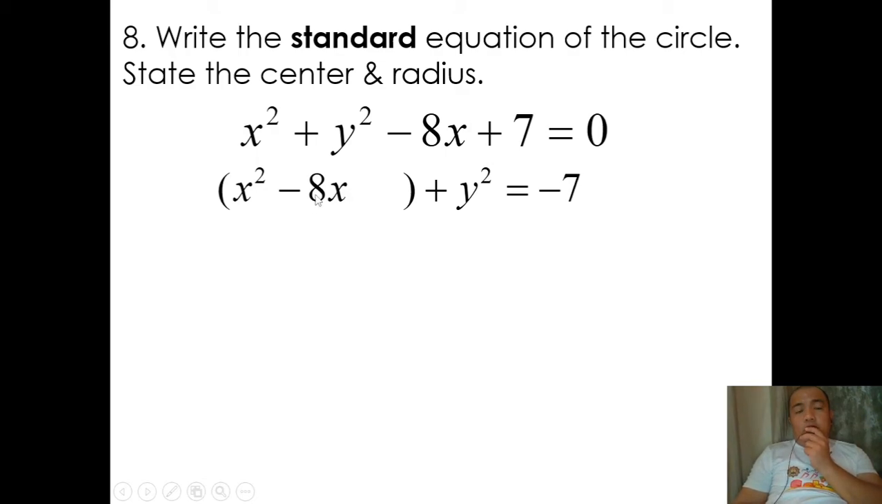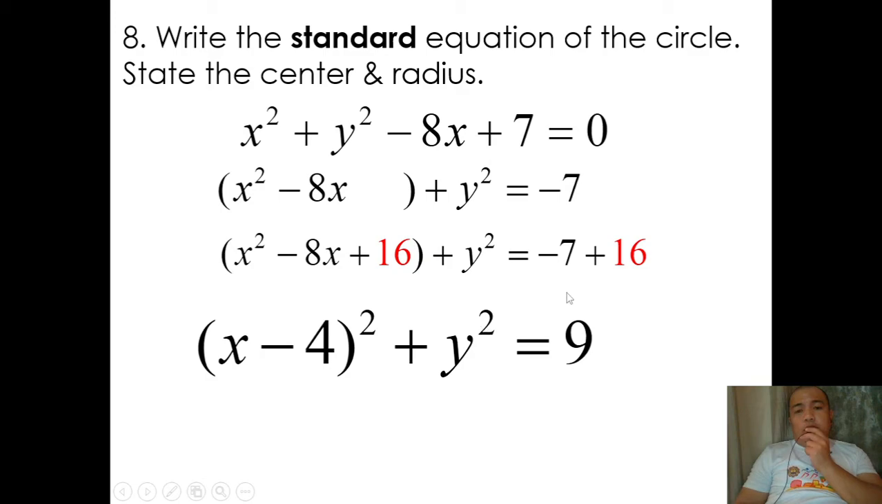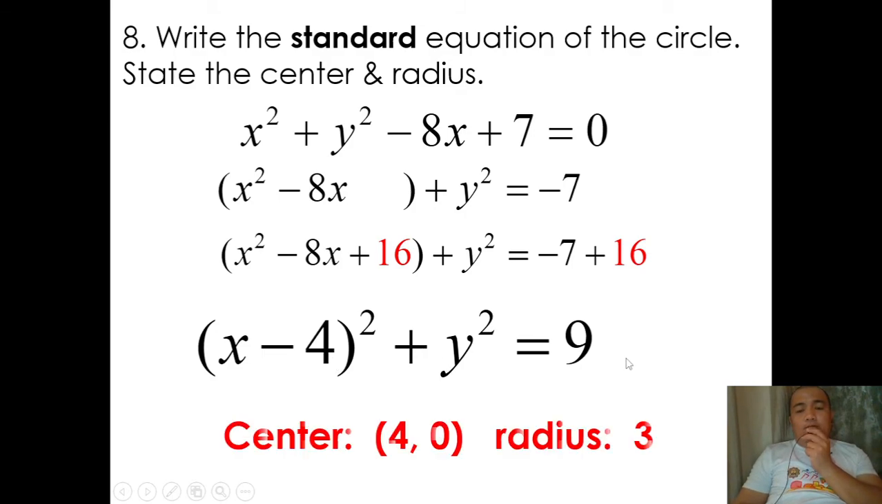So let us now complete the square. 8 divided by 2 is 4. 4 times 4 is 16. So mag plus 16 tayo. Plus 16 ka rito, plus 16 ka rin doon. So this becomes x minus 4 quantity squared plus y squared equals negative 7 plus 16 is 9. So as you can see, the general form becomes standard form of circle, where we can state the center and radius, which is 4, 0 is the center, radius is 3. Yes, square root of 9 is 3. 4, 0 is the center.